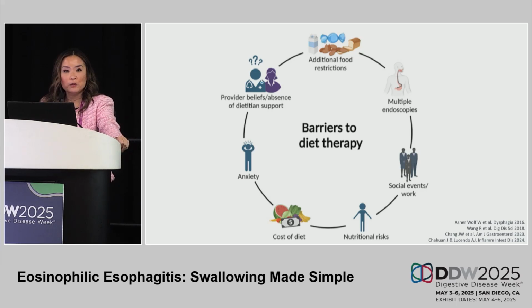There are nutritional risks that our dietitians think about and help us to consider. There are studies looking at the cost of diet elimination when we think about avoiding all of those foods. And then also patient anxiety of when they're out at restaurants and out at social events of not knowing if these foods are hidden or trace amounts in foods.